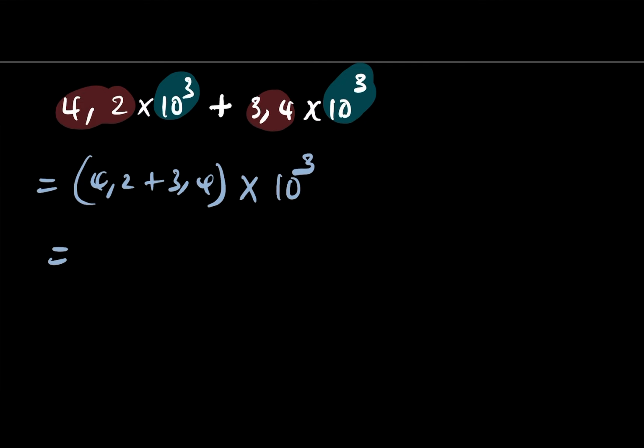And then now let's check 4,2 and 3,4. We have to add it. Okay, so let me do it nicely. It's 4,2 plus 3,4. So that is going to give you 7,6 multiplied by 10 to the power 3. By the way, this is when we have the like terms. Now let's see if we have unlike terms, like 3,4 multiplied by 10 to the power negative 2, and then a plus, now maybe 5,6 multiplied by 10 to the power negative 3.